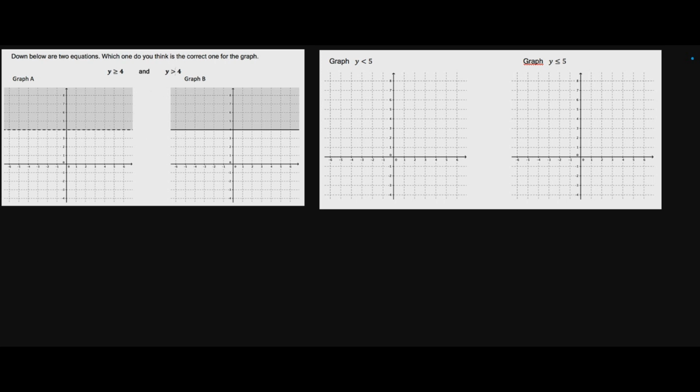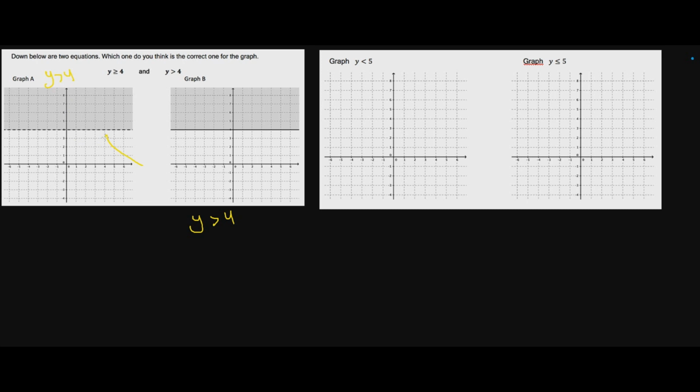So remember, this is y is greater than 4. Let me just go ahead and draw it over here. This y is greater than 4. Okay, it doesn't have a little line underneath, which is equal to, so that means the y value always needs to be bigger than 4. So it has to match the graph on the left.